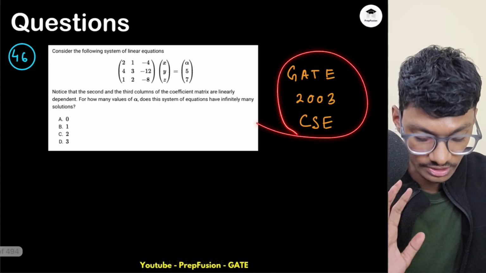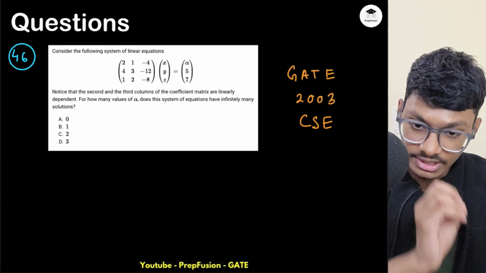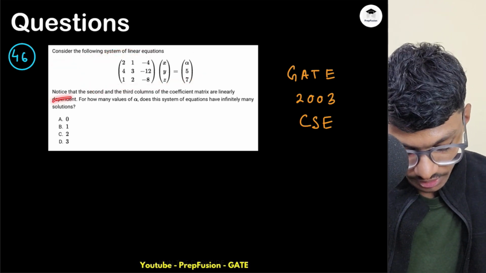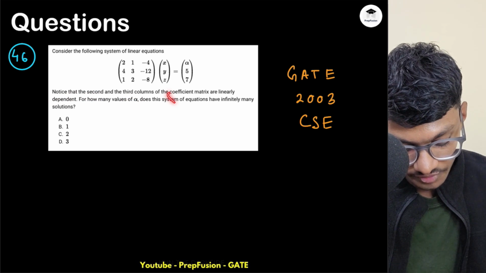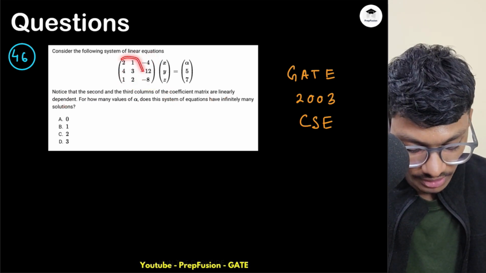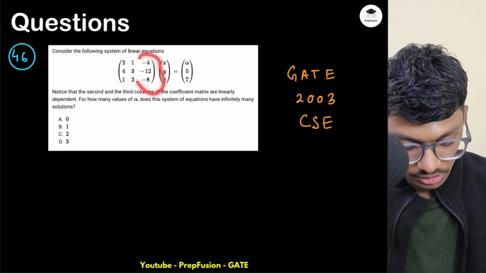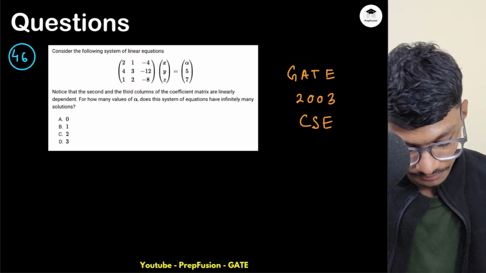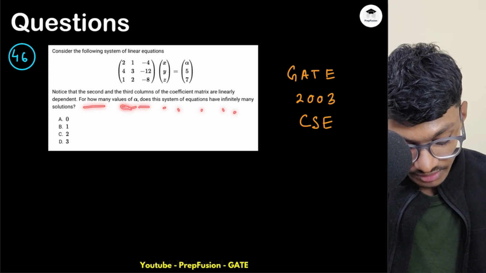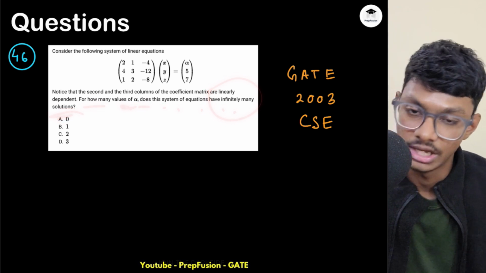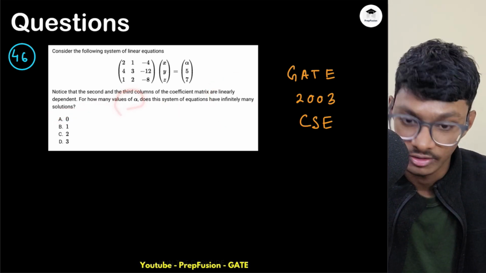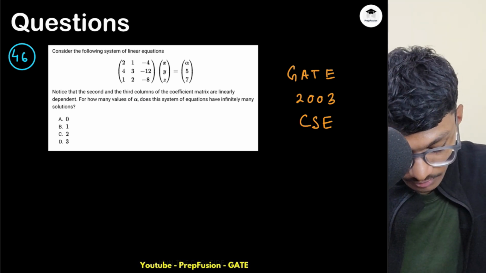This is a very good question, from the GATE 2003 CSE paper. We have to consider the following system of linear equations, and notice that the second and third columns of the coefficient matrix are linearly dependent. Second and third column, yes. If I multiply the second column by -4, it will become exactly equal to the third column. Now for how many values of alpha does this system of equations have infinitely many solutions? They are not asking us the value of alpha, they are asking how many. That is a very important point to note here.